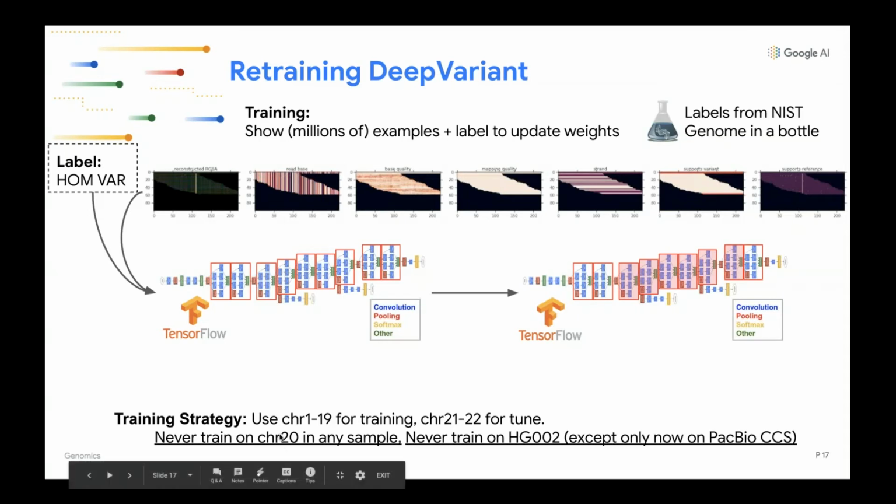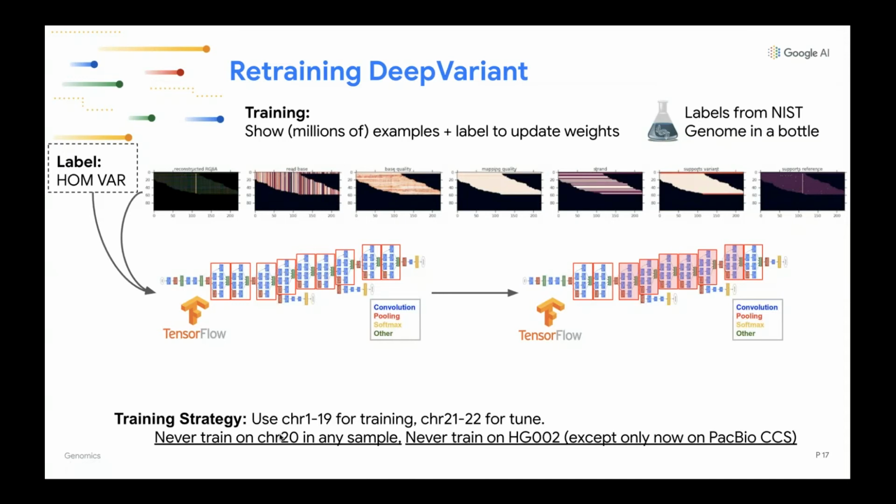And finally, when we train, we always use chromosomes 1 through 19. We'll never train on chromosome 20, nor use it for tuning. And this allows us to make an independent assessment without overfitting on chromosome 20. We also generally never train on HG002, except the first data set we had was HG002.